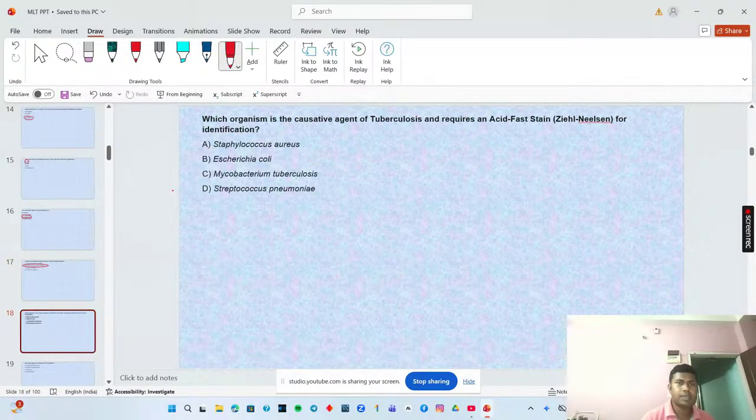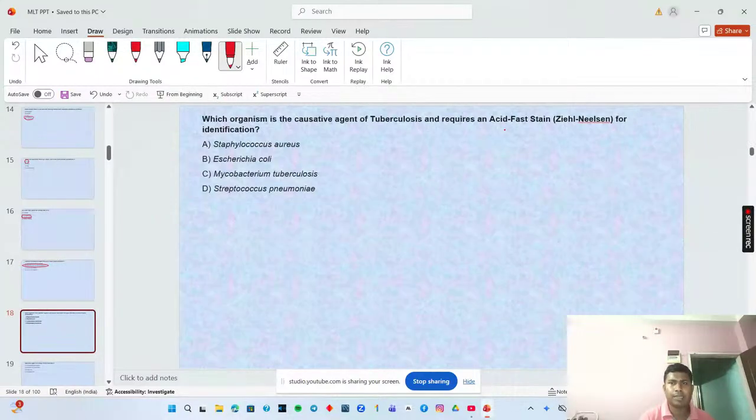Now here it is given as which organism is the causative agent of tuberculosis and requires an acid fast stain, Ziehl-Neelsen, for identification. So which organism needs acid fast staining and is the causative agent of tuberculosis? It will be Mycobacterium tuberculosis.